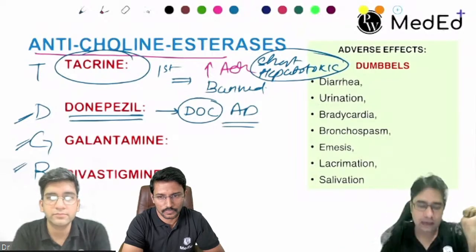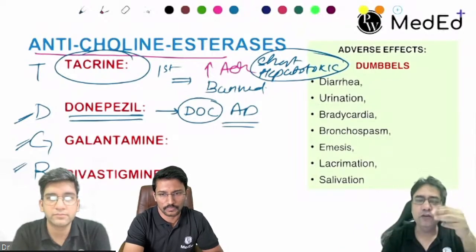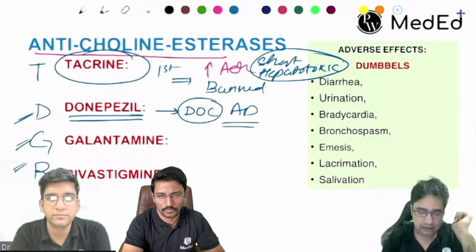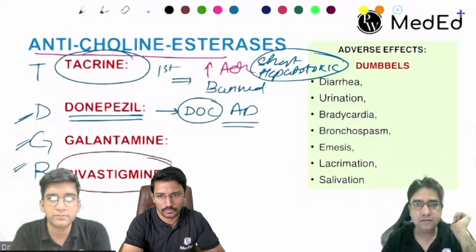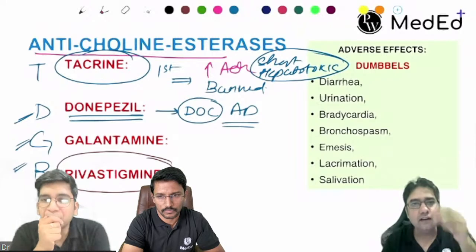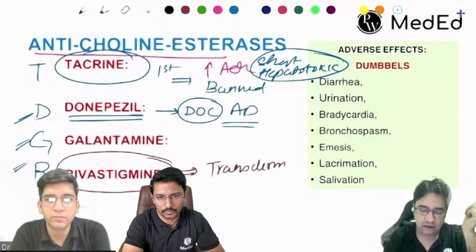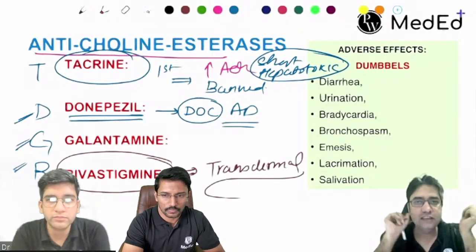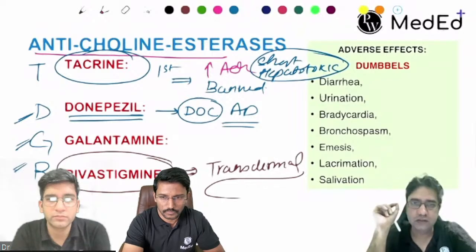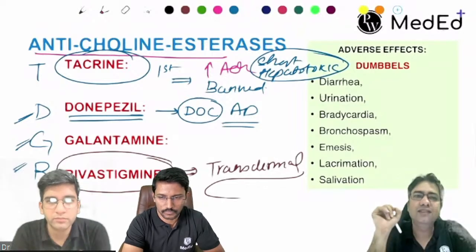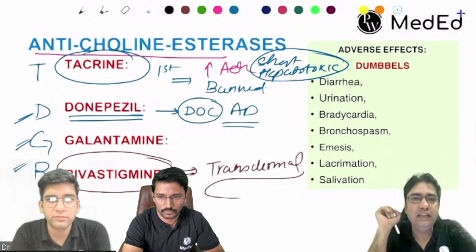But recently, we came up with a great idea. Why give an oral pill? Let's give a transdermal patch so that a person does not have to take a drug again and again because the person forgets. Hence, we have transdermal patches of rivastigmine available. So this is a very important MCQ. You must remember. Now, in one word, what are the side effects of anticholinesterase?